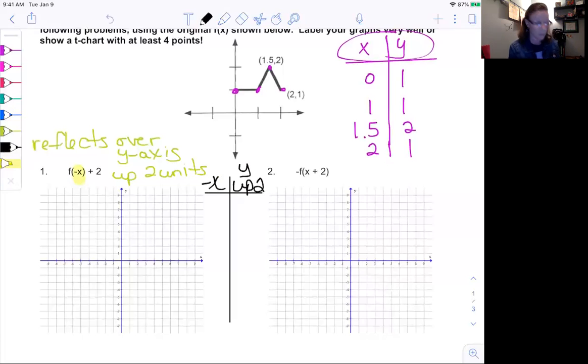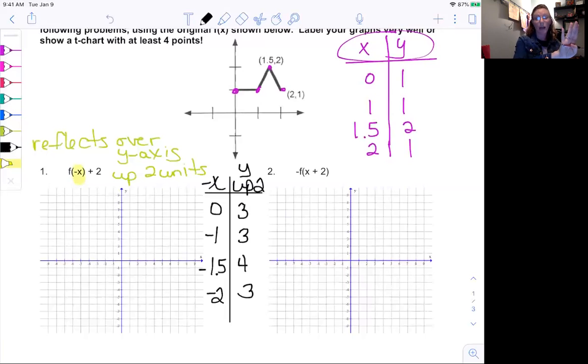Looking at my current points, I'm going to work with x first. I'm going to take all the x's and make them negative. So I still have a 0, and now I have a -1, a -1.5, and a -2. The second thing I'm going to do is the y, which has to go up because this graph moves up. That means I'm going to take all the y values and add 2 to them. So now I have a 3, another 3, a 4, and back down to a 3. These are the new ordered pairs that I should be graphing. I should see that it reflects over the y-axis, and then it also has moved up 2 units.